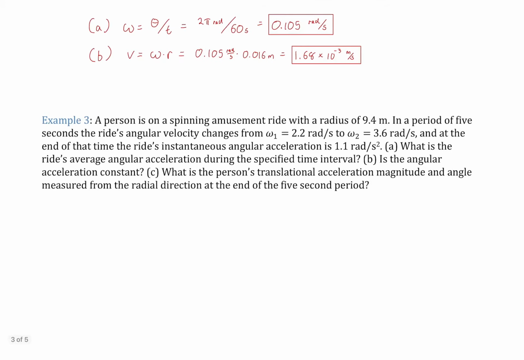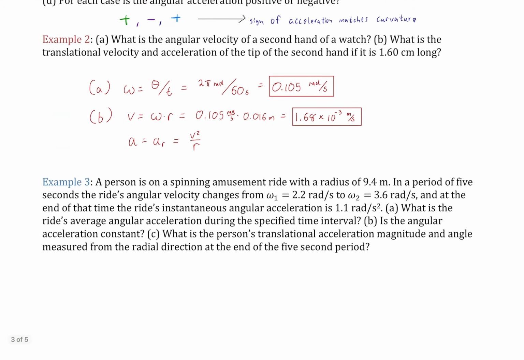I forgot I asked for the translational acceleration as well. The translational acceleration is v squared over r, so we square that and divide by the radius, and we get a very small value. Essentially this is the centripetal acceleration, and we shouldn't expect the centripetal acceleration of the second hand to be that big, considering how slowly it's moving. So there's not much tension on the second hand due to its rotation. That makes sense, because it's not a high performance system. It's just slowly moving along. So very, very small translational acceleration, and we could turn this into a tension if we knew its mass.